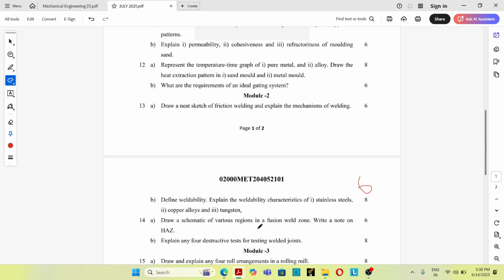Draw a schematic of various regions in fusion weld zone. Write a note on HAZ. Explain any 4 destructive tests for testing welded joints. See, destructive testing and non-destructive testing are not in the syllabus as per the syllabus, but there is a chance that it will be asked as out of syllabus. In your syllabus, destructive testing and non-destructive testing are not actually mentioned.